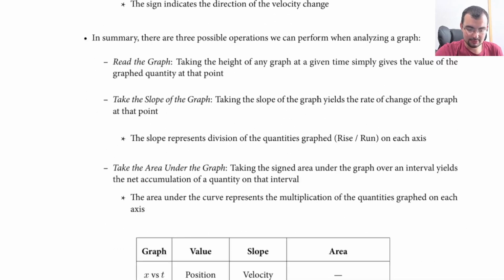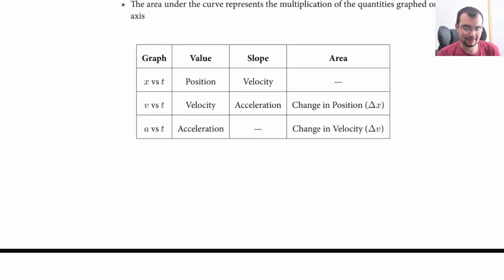So to summarize, this is just a good table to not commit to memory, but this follows just from the definitions of everything. If I read position, I get position. If I read the slope of it, I get velocity. The area under the position graph doesn't tell us anything. The units would be meter seconds, which doesn't make sense. So just look at the units. Read velocity, I get velocity. Slope velocity, I get acceleration. And if I area velocity, I get change in position, also known as displacement, delta x.